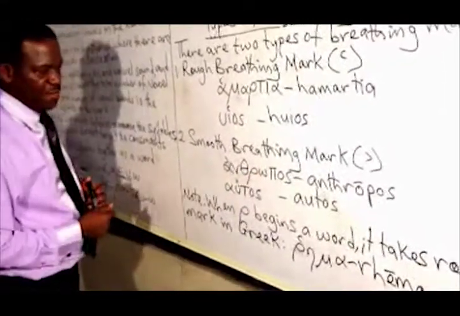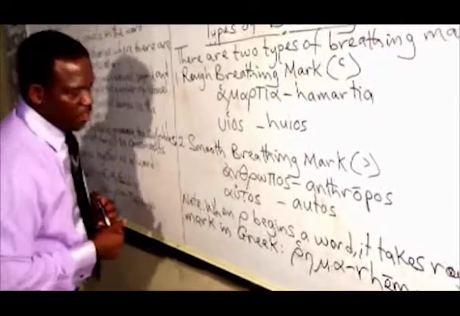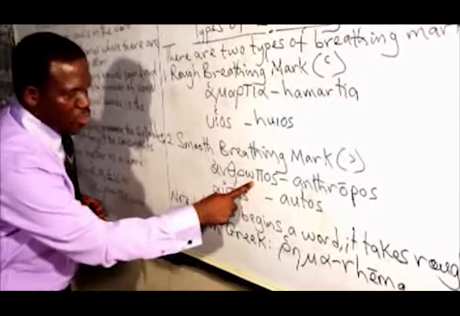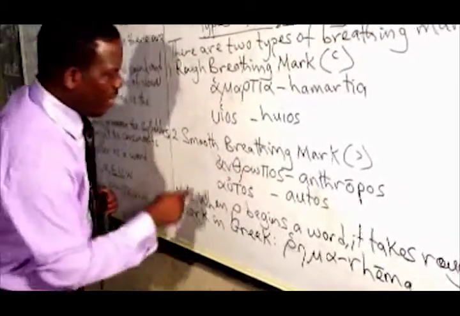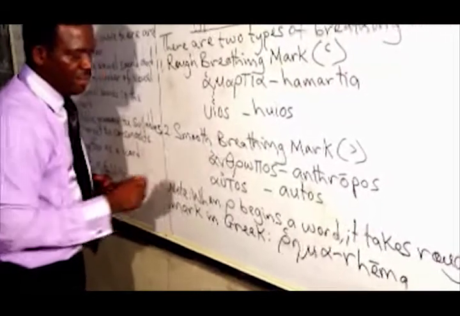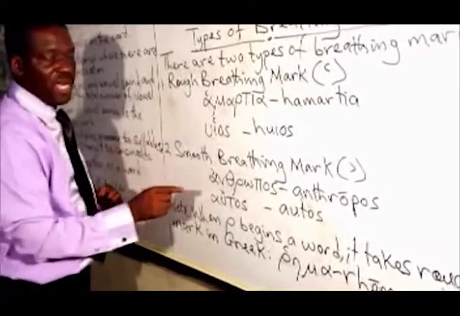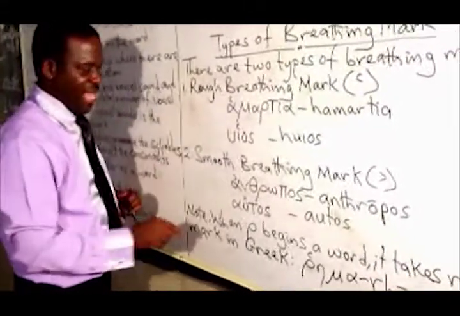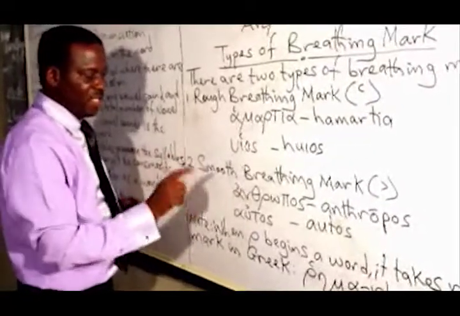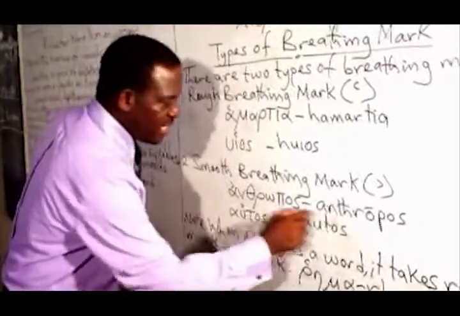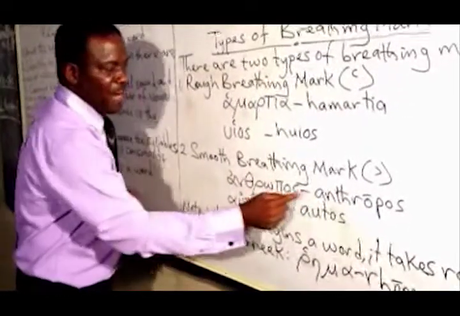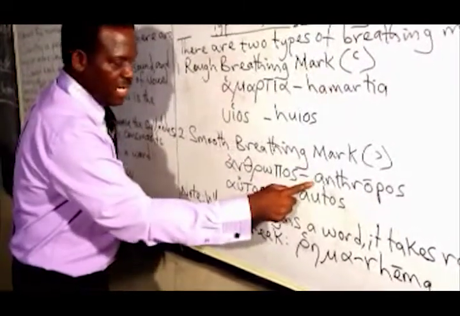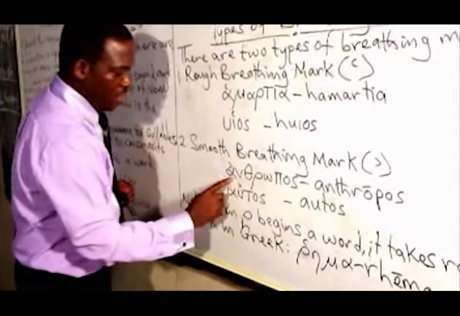Here we have the first example, placed on the first letter, which is a vowel, alpha, in the word anthropos. The smooth breathing is there, but it is not pronounced in Greek, but it must be there. It's part of the word. If it's not there, this word is not complete. When changing the Greek letters to English letters, there is no representation of the smooth breathing mark, and that's why there's no representation here. We begin the word from alpha.